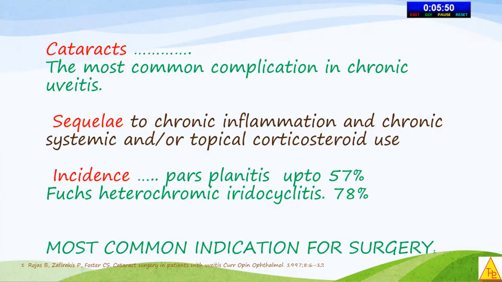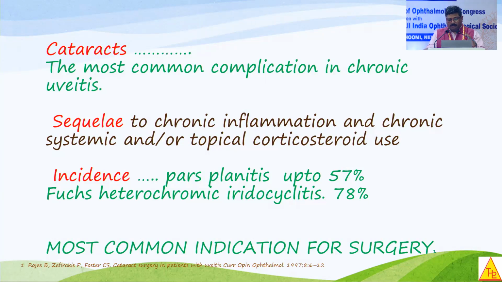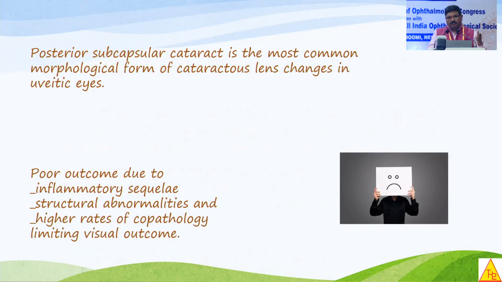So cataract is the most common complication in chronic uveitis, and a sequela of chronic inflammation and chronic topical steroid use. Incidence is more than 50%, and it's the most common indication for surgery in such cases. The type of cataract is posterior subcapsular cataract, and poor outcome is because of inflammatory sequelae, structural abnormalities, and high rates of co-pathologies existing along with it.